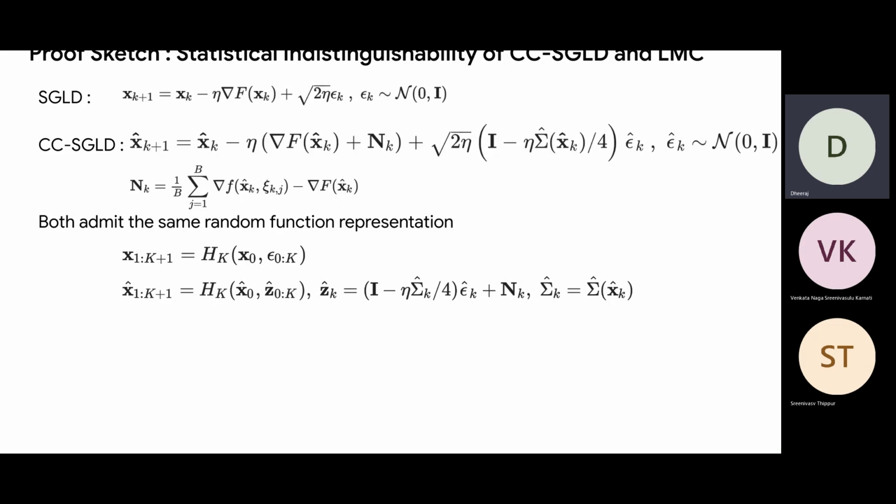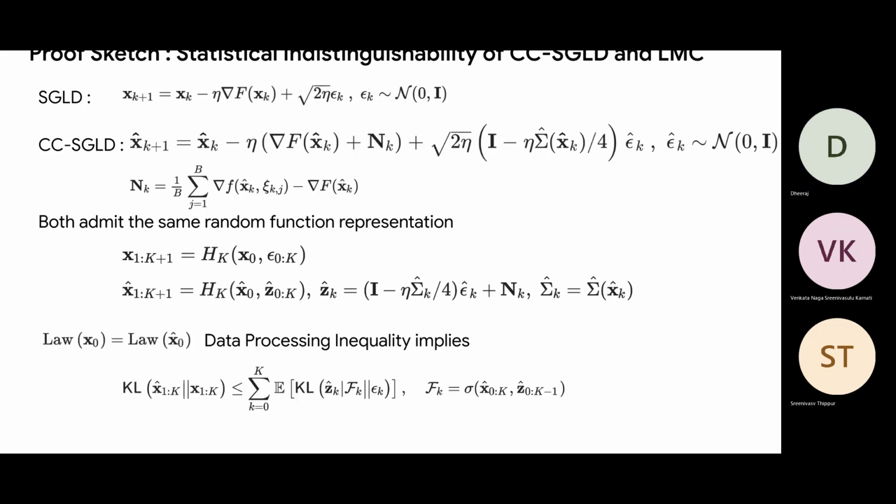That's a typo. Okay. So CCSGLD is equivalent to running the algorithm, instead of with epsilons, we run it with z hats. The functional form remains the same. If I tell you z hats, you can run this and you get x hat_{k+1}. So this satisfies the same random function representation. These h_k's are the same. Okay. So now we know that law of x_0 is equal to law of x_0 hat.